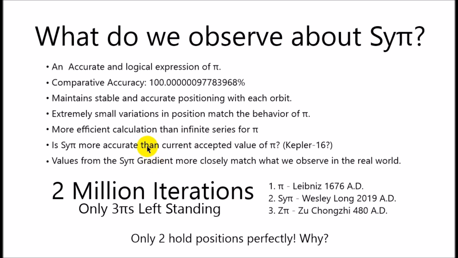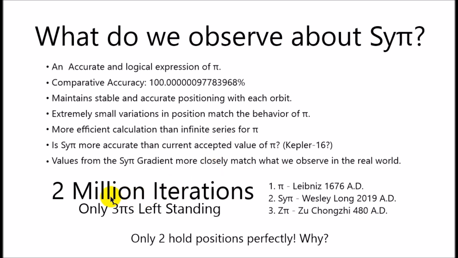And you have to question if SciPy is actually more accurate than the current accepted value of pi, because when you plug it into, say, the three-body problem, the Kepler-16, it centers the origin better. So that poses a question. And then, of course, you get the values of the SciPy gradient that more closely match what we observe in the real world.